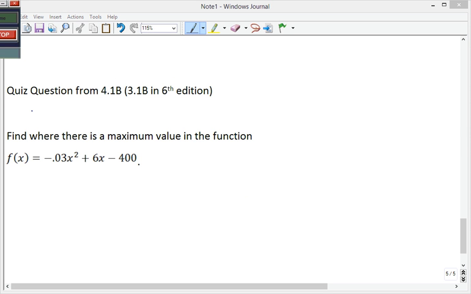Okay, so here is the quiz question for this video. I want you to find where there is a maximum value in the function f of x equals negative 0.03 x squared plus 6x minus 400. Alright, so I didn't ask you for the maximum value. I asked you where is there a maximum value. So figure that out and put it into the quiz question on Canvas.